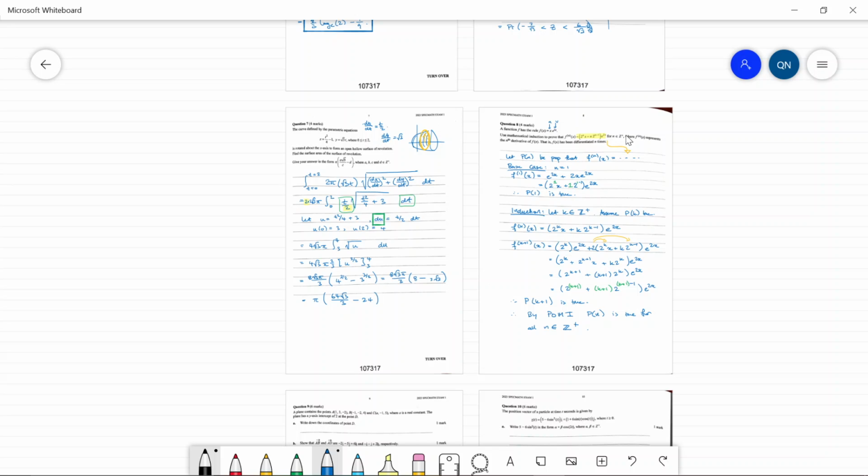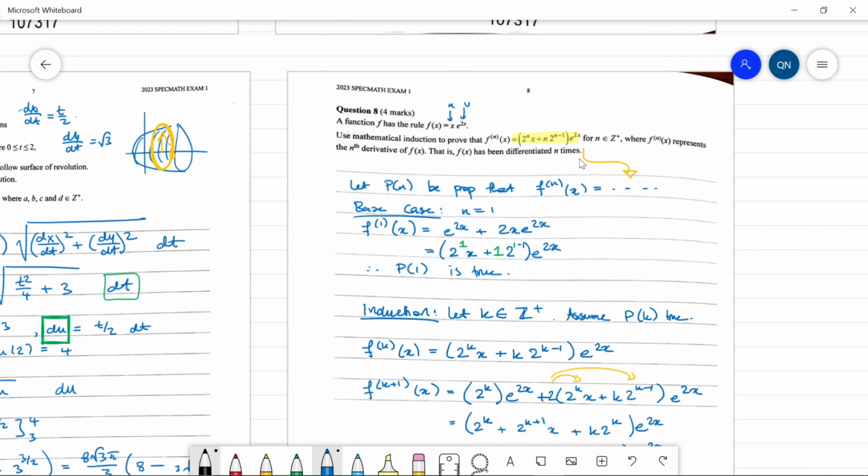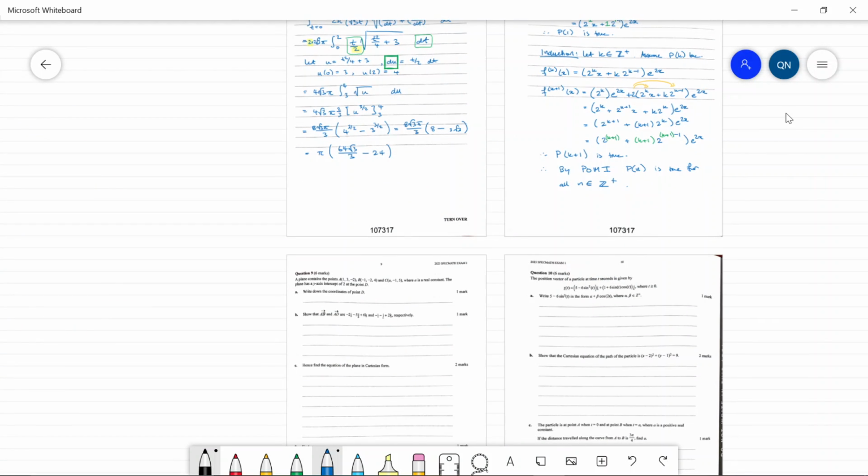Was there anything else to that question? Question 8: a function has the rule. Represents. It's fine. Okay, maybe you need to put an extra statement at the bottom. I don't know. I'll just leave it at that.